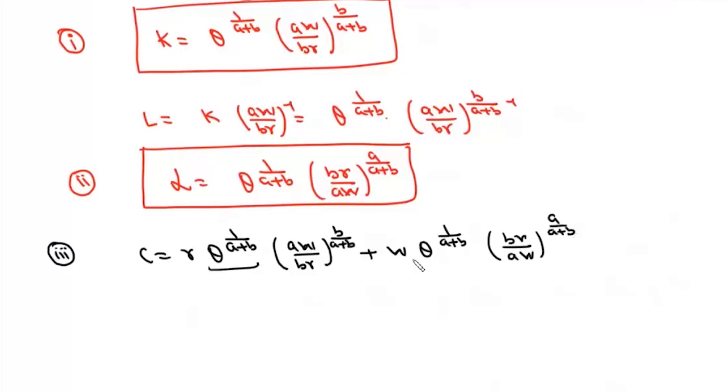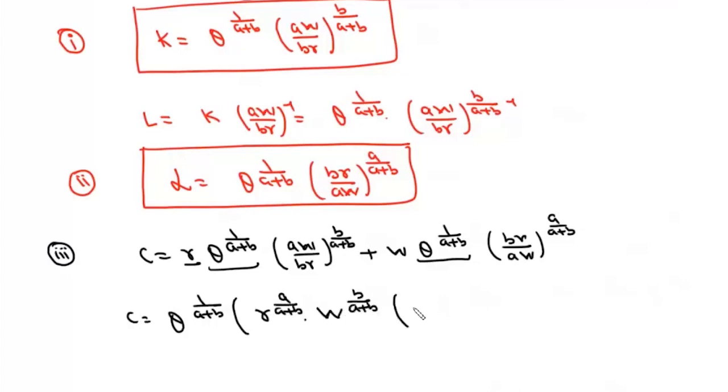Now we'll take q to the power 1 upon a plus b common, so we can write this C as q to the power 1 upon a plus b. Now this is r upon r to the power b upon a plus b, so it will be r to the power a upon a plus b, and it will be w to the power b upon a plus b, and here it will be a upon b to the power b upon a plus b. And the same way it will be w upon w to the power a upon a plus b, so it will be w to the power b upon a plus b, r to the power a upon a plus b into b upon a to the power a upon a plus b.